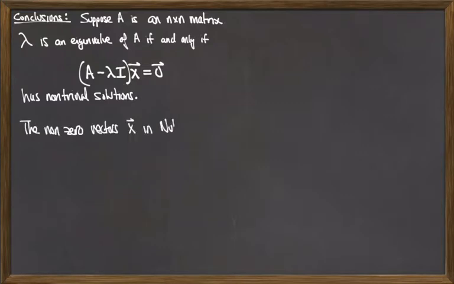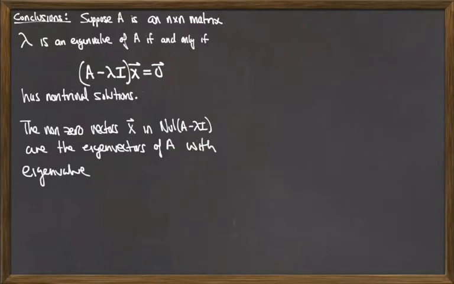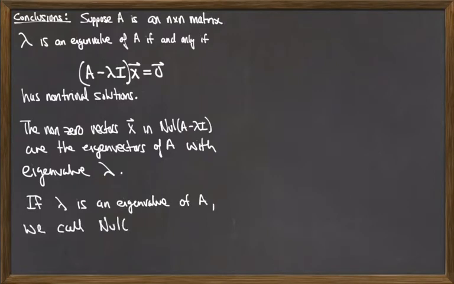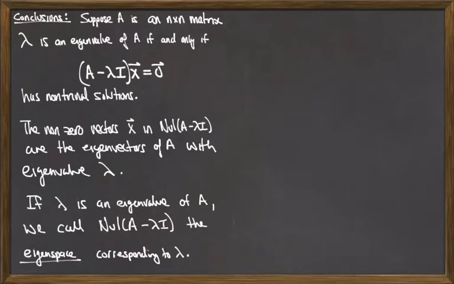So the non-zero vectors x that are in the null space of this matrix, A minus lambda I, are precisely the eigenvectors of A with eigenvalue lambda. Finally, for an eigenvalue lambda, we'll call the null space of A minus lambda I the eigenspace that corresponds to this number lambda.